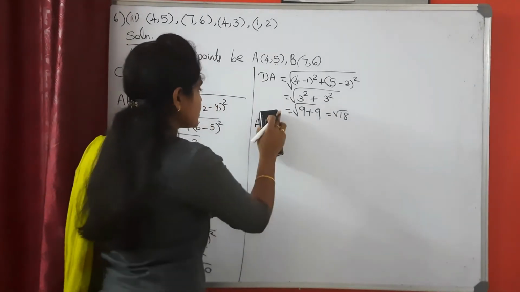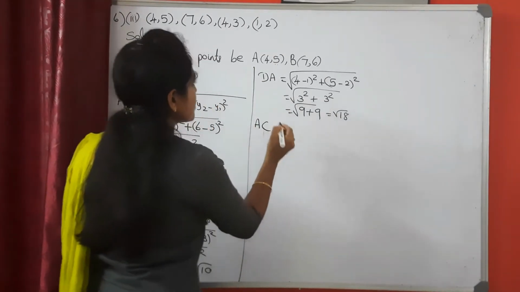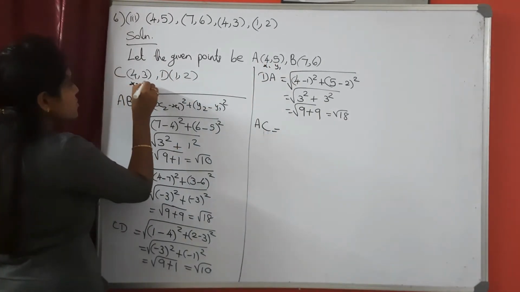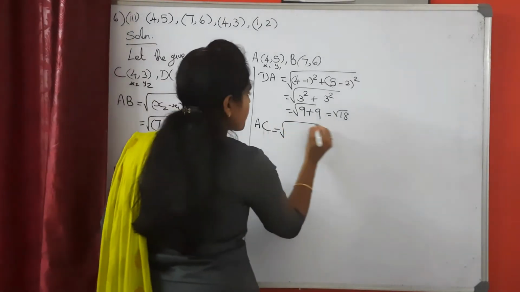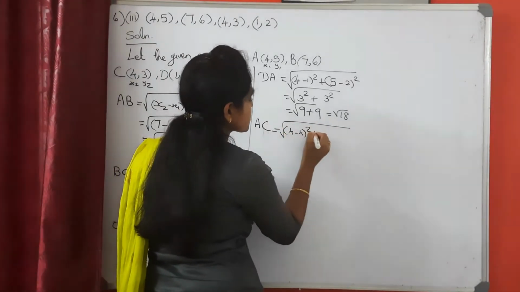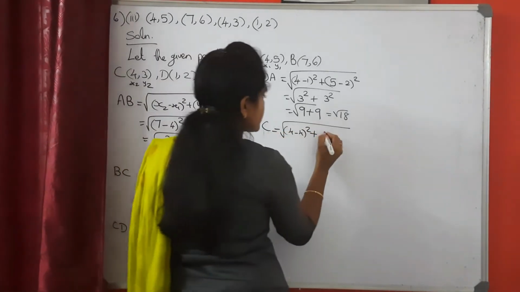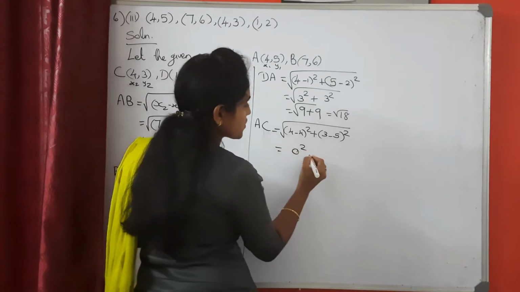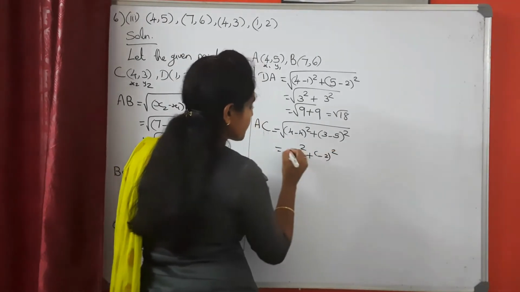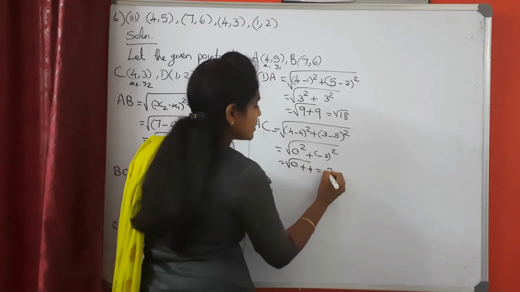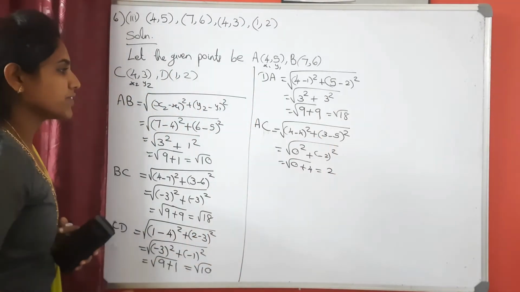AC. Now this is x1, y1 and here x2, y2. So 4 minus 4 the whole square plus 3 minus 5 the whole square. 4 minus 4 is 0 squared plus minus 2 squared equals 0 plus 4. Root 4 value is 2. So AC equals 2.